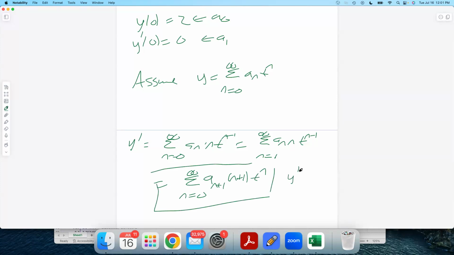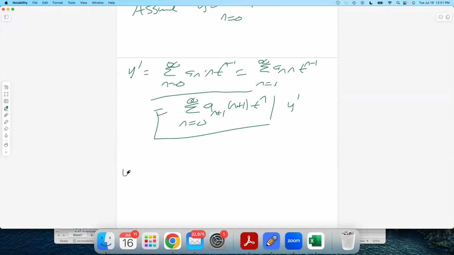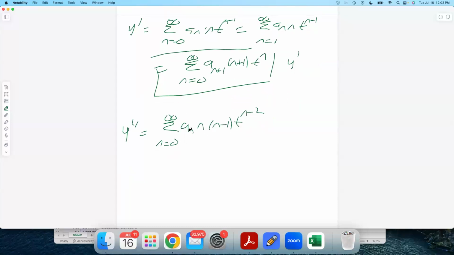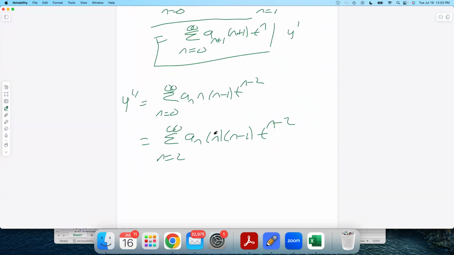I'm going to drop this down by 1 and simultaneously raise all those up by 1. That's y prime. Then y double prime. Just taking the derivative here again, we get n equals 0 to infinity, a n times n minus 1, t to the n minus 2. And again, we're going to play the same game. First two terms are 0. So the 0 and 1 terms, I might as well start counting at 2. And then I need this to be t to the n, and I need this to be 0. So we're going to drop this down by 2 and raise all those up by 2.